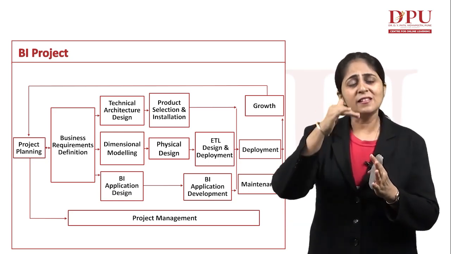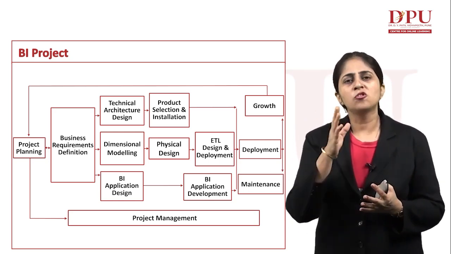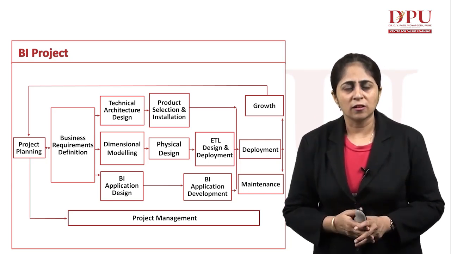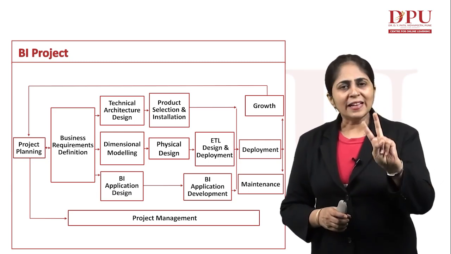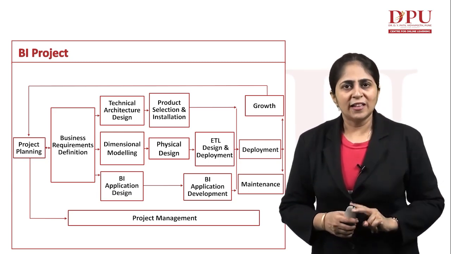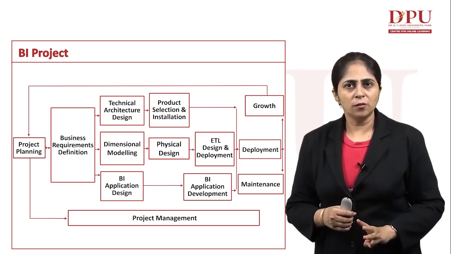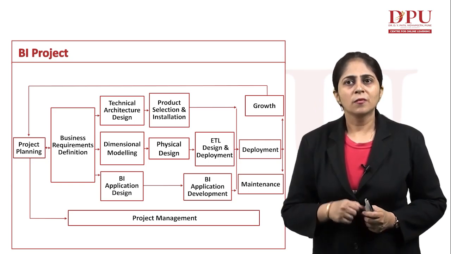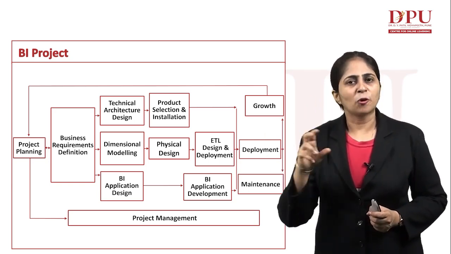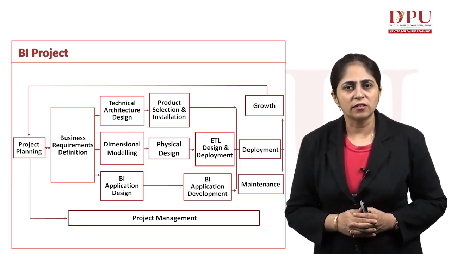So if in phases we want to see what are the phases to build a business intelligence project. The very first phase is project planning. Second phase is the business requirement definition. Third phase is the designing of the system. The fourth phase is the development of the system. The fifth one is the deployment. And the sixth is the maintenance and the growth of the system.